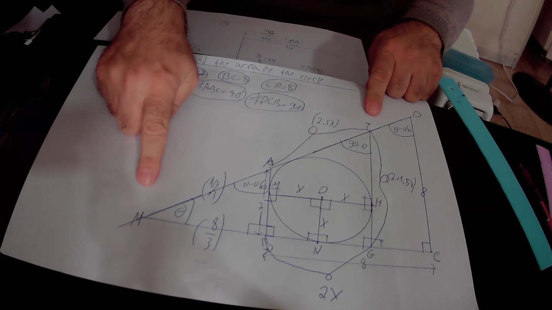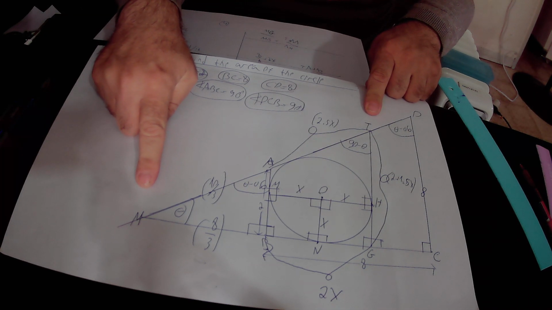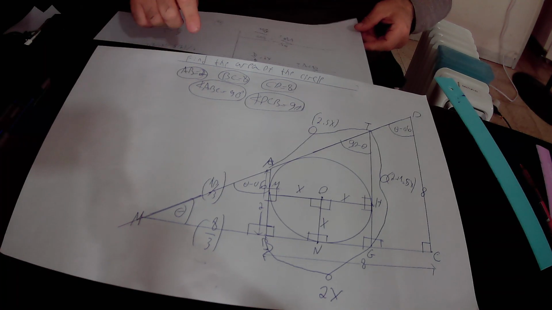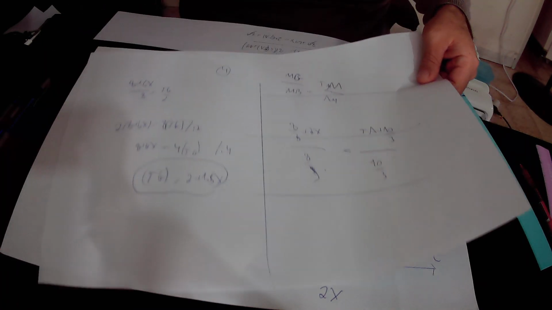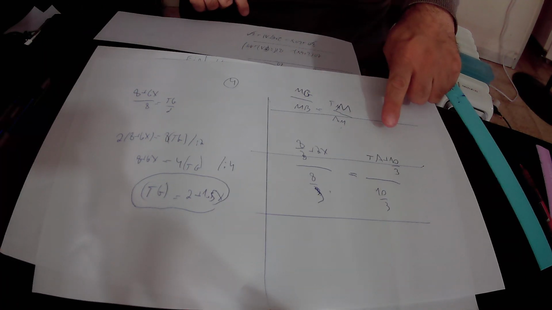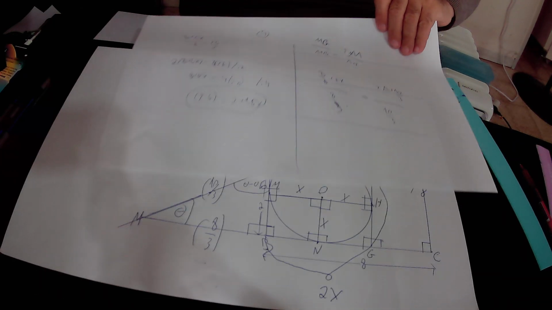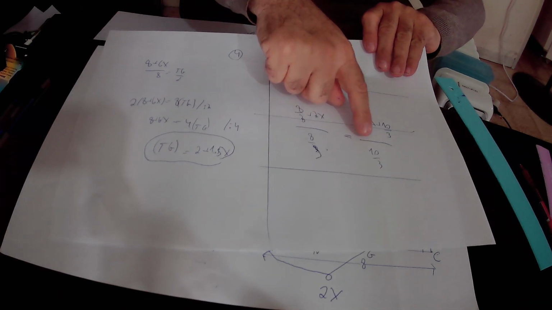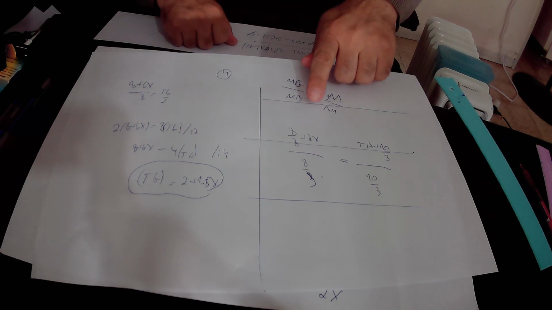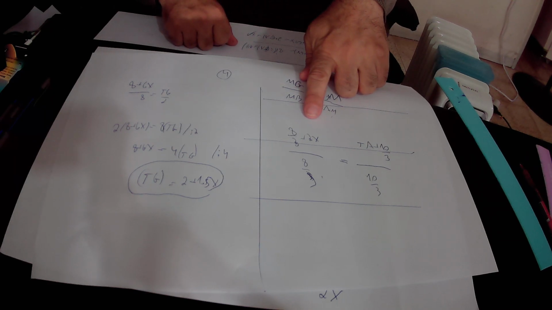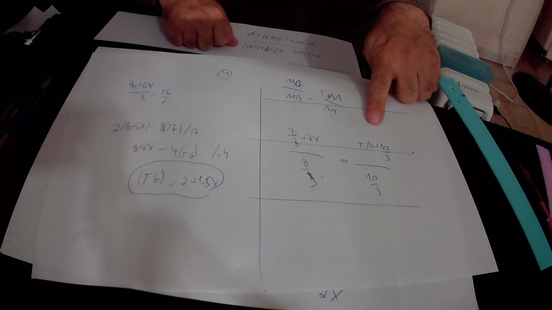What is the length of TM? From the drawing it is very easy to see that TM equals TA plus AM. That is to say, TM equals TA plus AM, that is 10 over 3. So in total TM equals TA plus 10 over 3. Then we multiplied 2x by 3 and divided by 3, and here we multiplied TA by 3 and divided by 3.